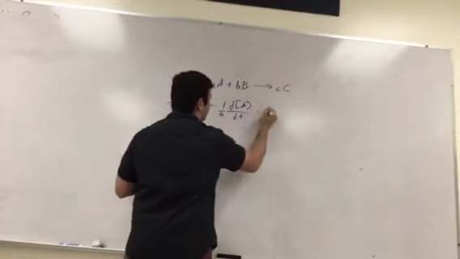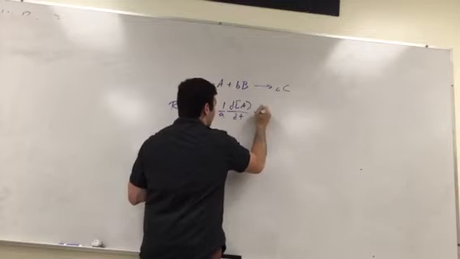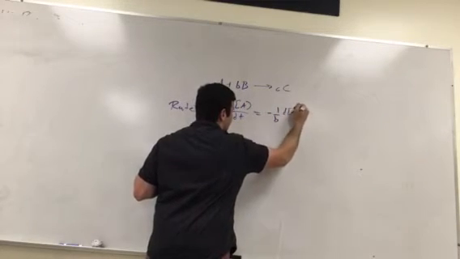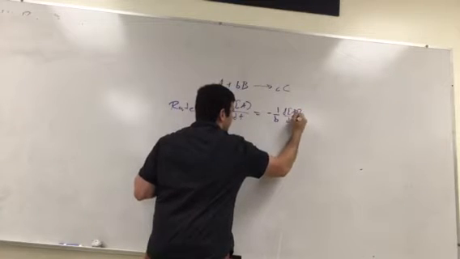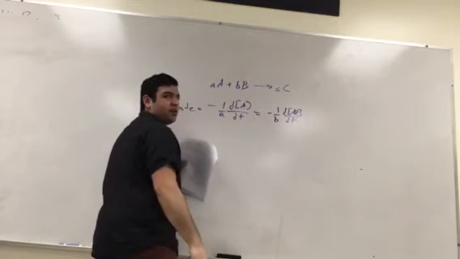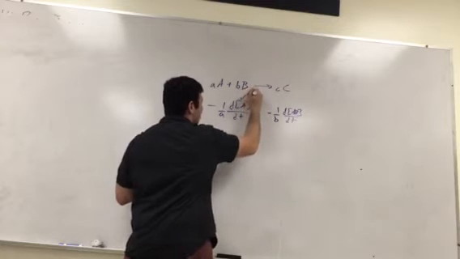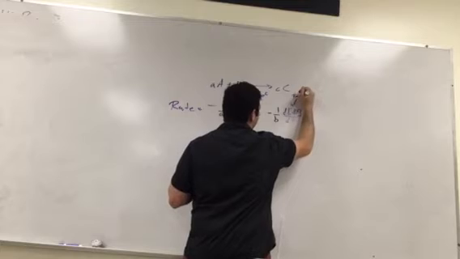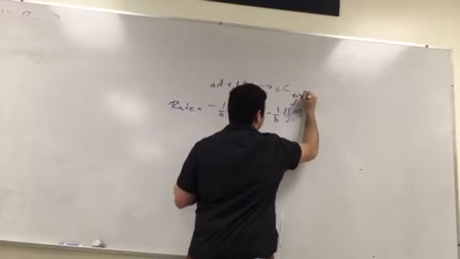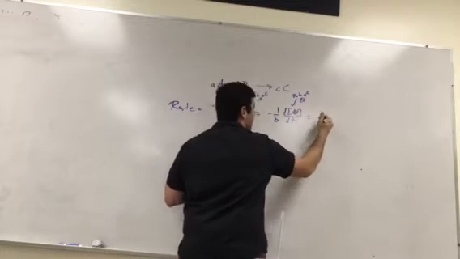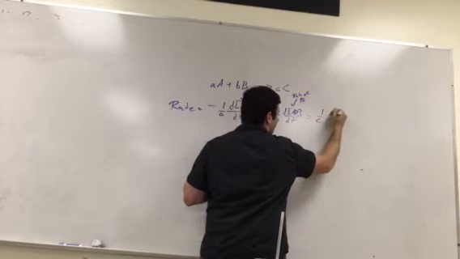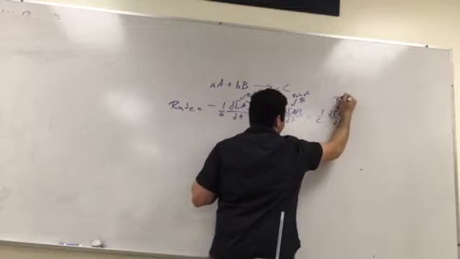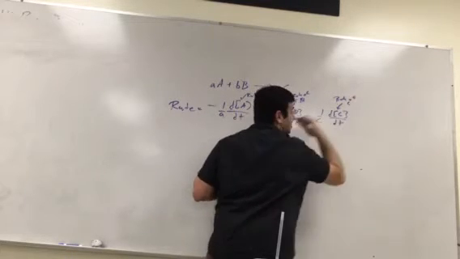And then same thing with B. B is also a reactant, so it's negative 1 over B, dB/dt. I could also just say rate of B instead of this. This is rate of A, and this is rate of B, and then rate of C is 1 over C, dC/dt. This is rate of C. Have you guys seen this before?